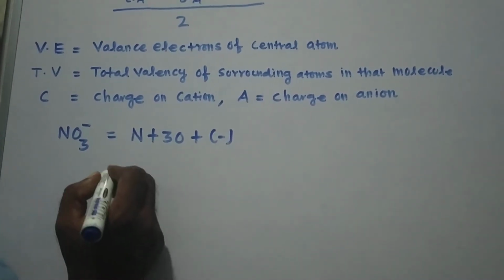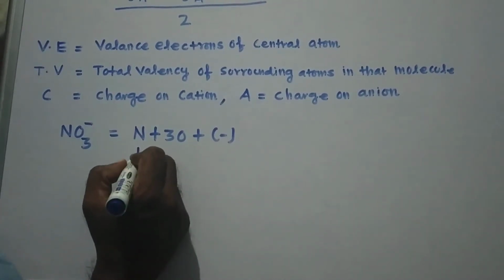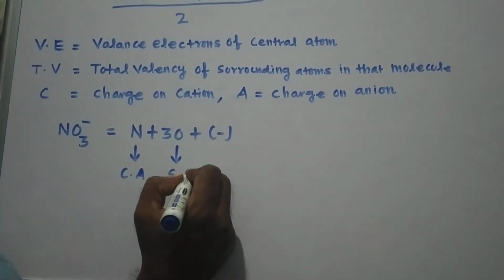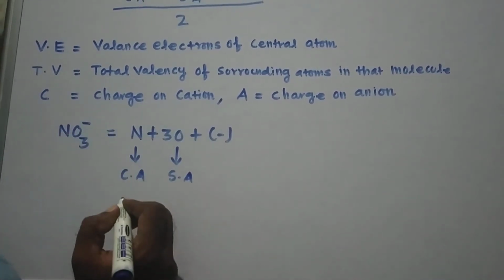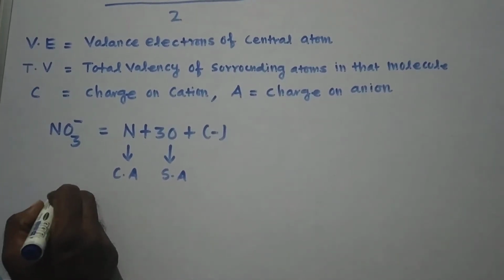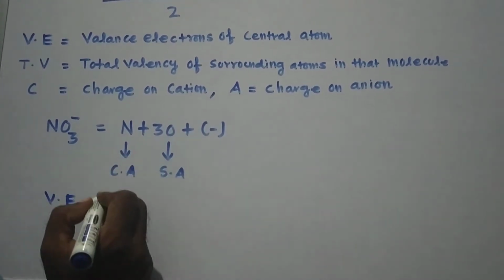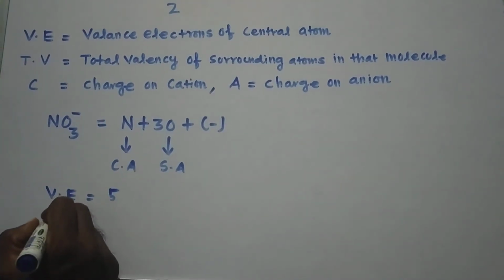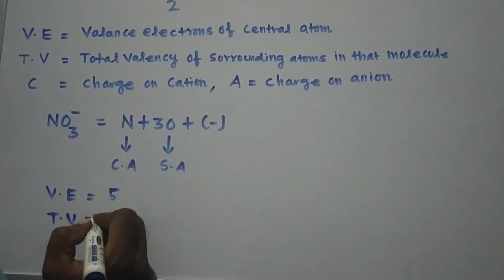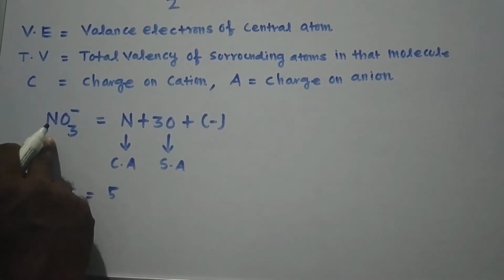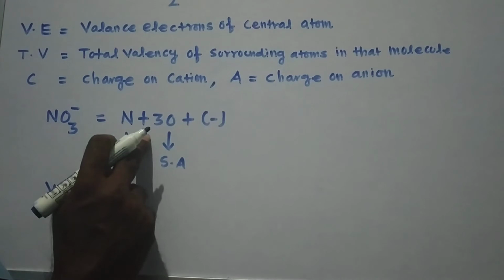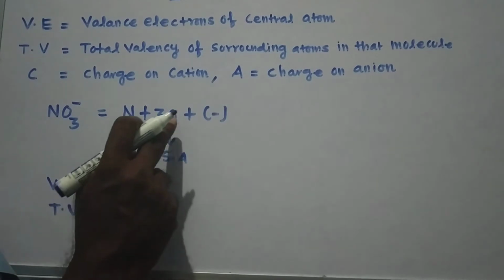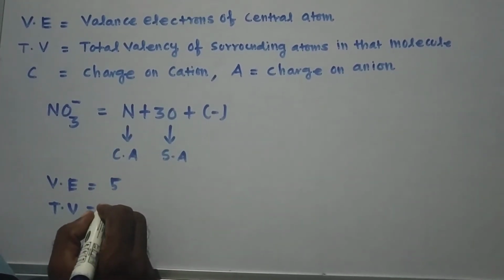Okay, then nitrogen acts as a central atom and oxygen acts as a surrounding atom, and there is a minus due to the negative charge. Okay, we are going to call it the VE. Here nitrogen is a central atom, therefore valence electron is equal to 5. Then TV, total valence of the surrounding atoms. Here there are 3 oxygen atoms surrounding the nitrogen. Okay, it's well known that for oxygen, here it acts as a divalent surrounding atom, therefore for each oxygen there are 2, therefore it is totally equal to 6.